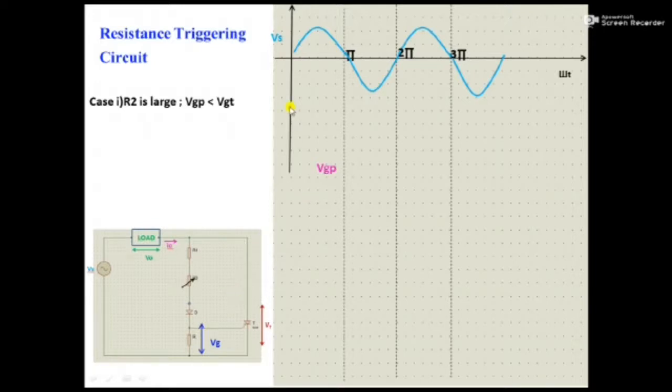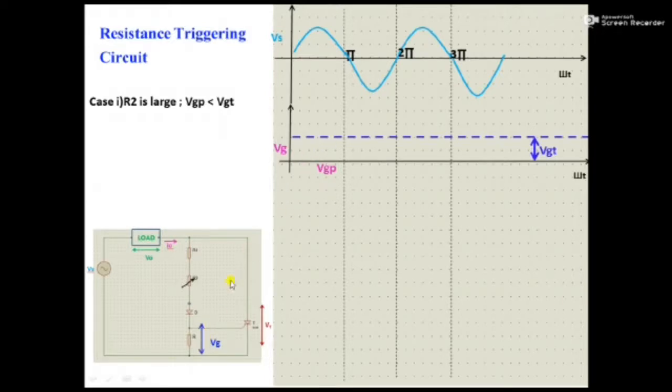For that we have taken this waveform. This is Vg with respect to omega t. The gate triggering voltage is marked here in blue. You can see it is marked here. This is the amplitude of the gate triggering voltage Vgt. So this much is Vgt. For the thyristor to turn on, the gate voltage Vg has to be equal to Vgt.